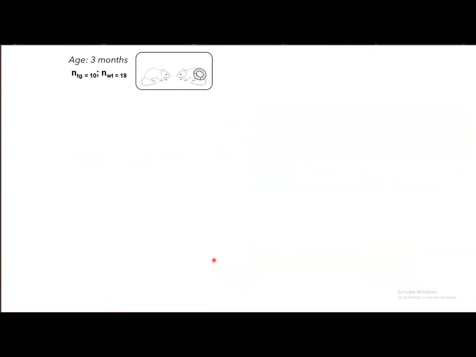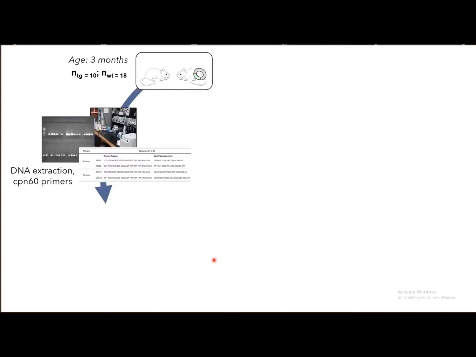So let's just get into the study design here. I had mice aged 3 months. 3-month-old mice simulate the childhood condition in humans, which is when autism is most commonly diagnosed. We had a total N of 28. We took fecal samples from these mice.